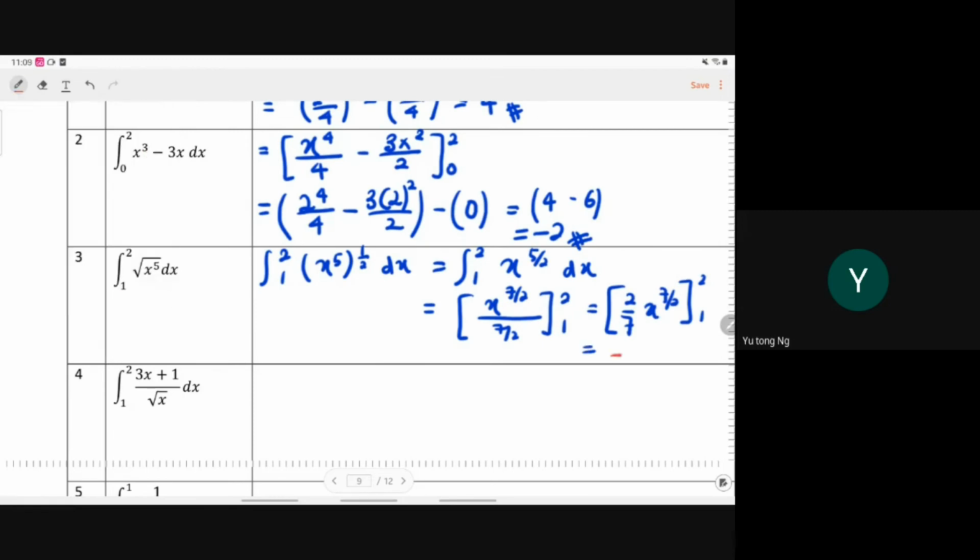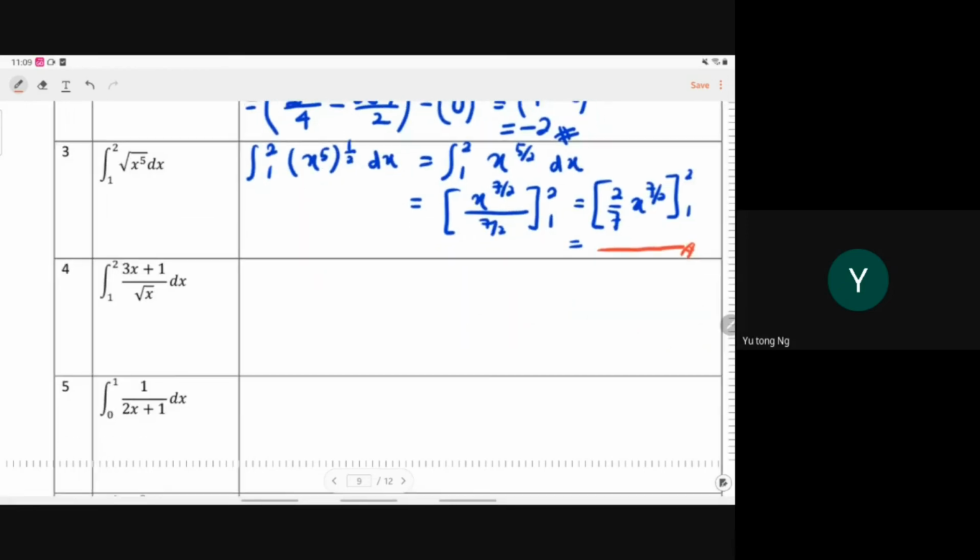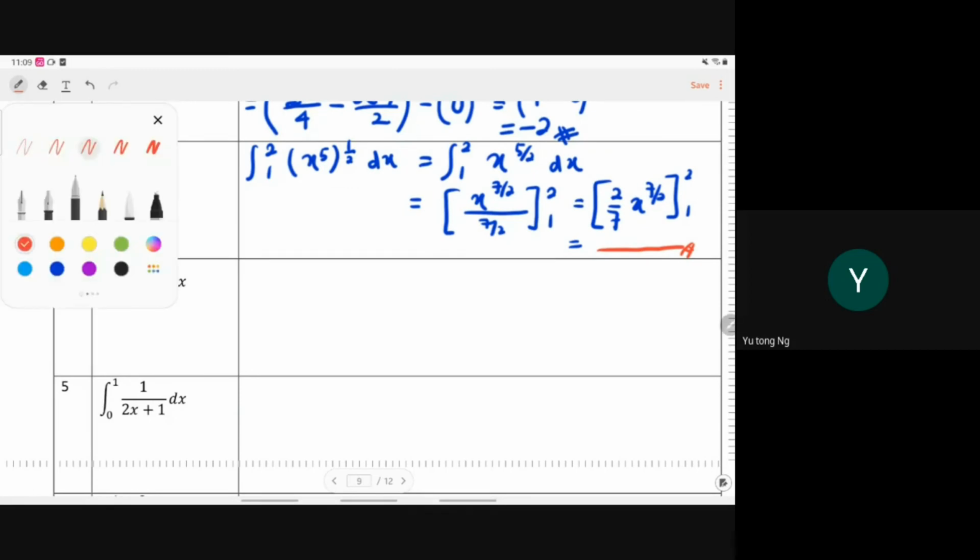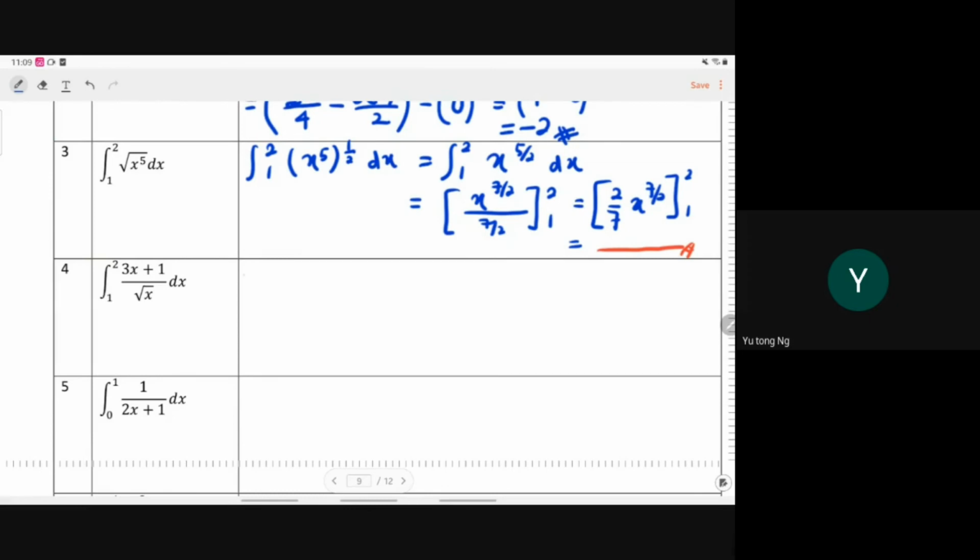Answers. Okay, gantikan je. What is the answers? Okay, so this one 3√x plus 1. Okay, kalau yang macam ni, macam mana kita nak buat? Kita akan bahagikan √x tu kepada dua-dua tempat lah. So integral 2 to 1, (3x over √x plus 1 over √x) dx.